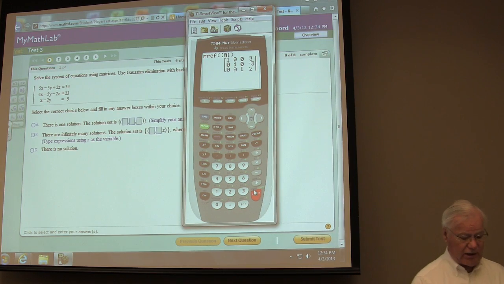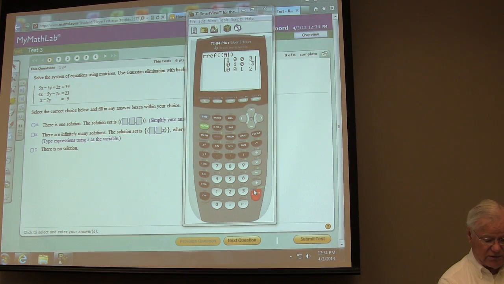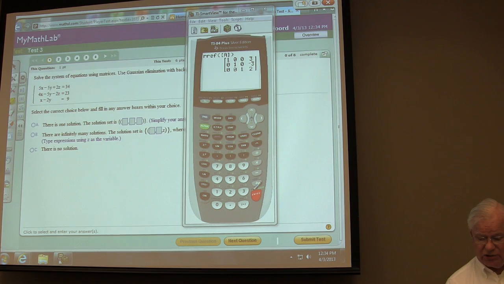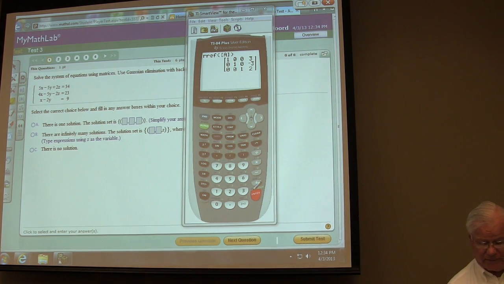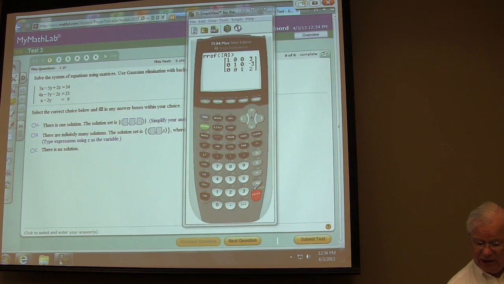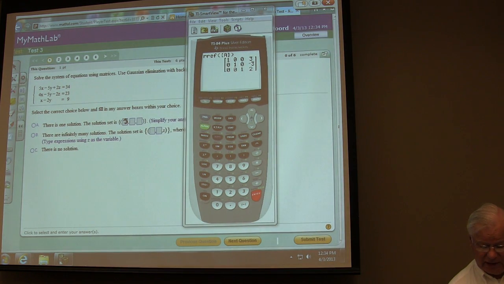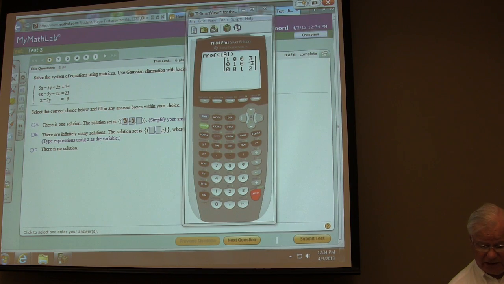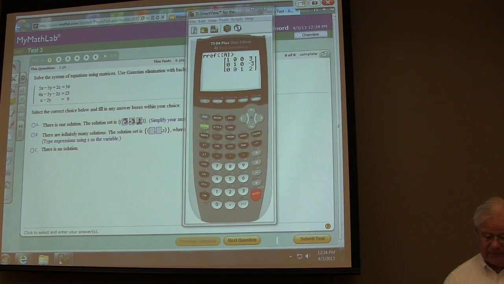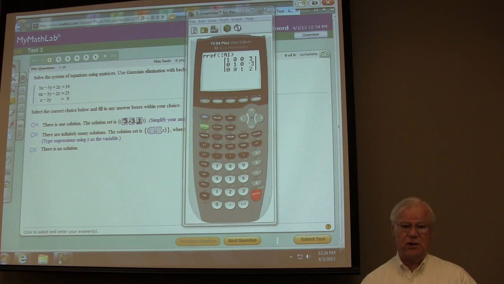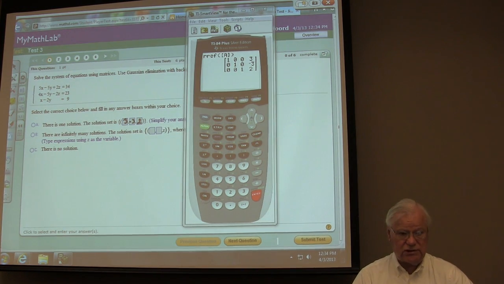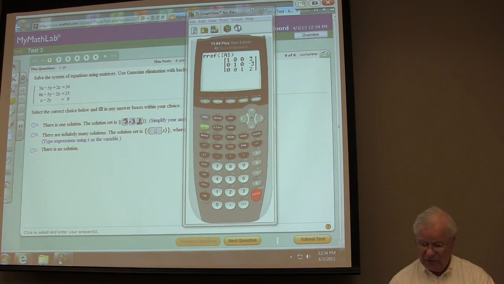So those are now the values that you would plug into your MyMathLab answer, and it would be 3, negative 3, and 2. And that's how you solve simultaneous equations using the TI-83 and 84 calculator.